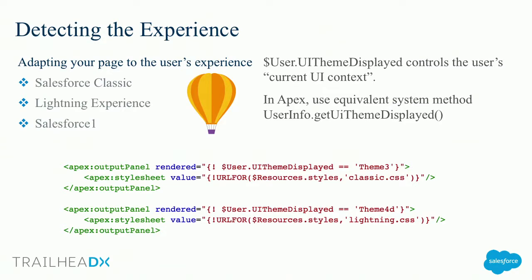In the first block of code, I'm setting $User.UIThemeDisplayed equals theme3, and theme3 bizarrely means Classic. So that first output panel will render when my user is in Classic, and they'll get the Classic style sheets. In the second output panel, I'm comparing UIThemeDisplayed to theme4d, which is Lightning at a desktop size, and so they'll get a set of style sheets that I've called Lightning. There's also a theme4t for Lightning at a mobile size, which is the Salesforce One app or the mobile browser.